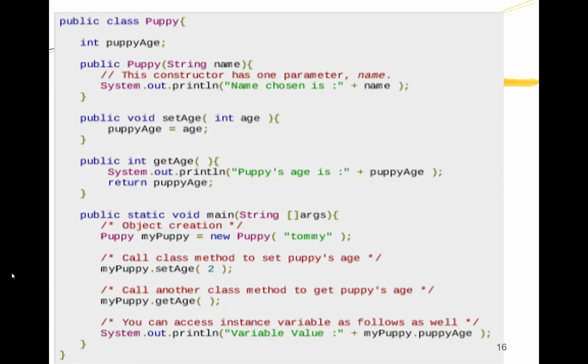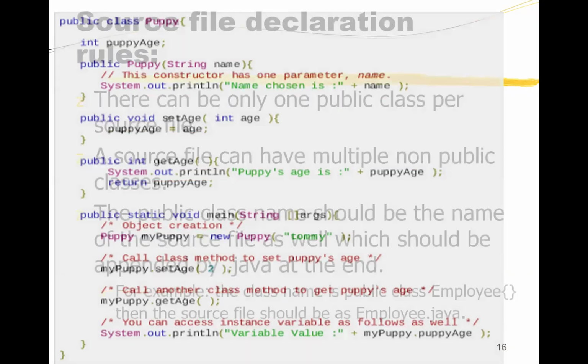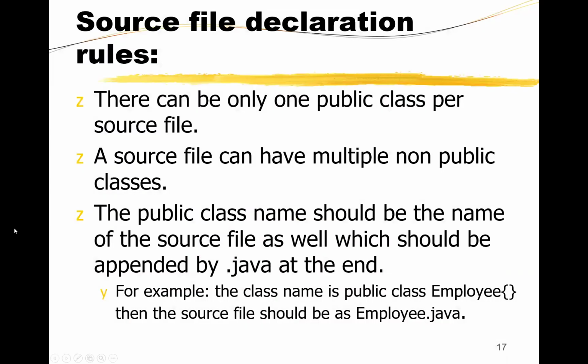Then we have to discuss the source file declaration. As I said at the beginning, there can be only one public class per source file. The source file can have multiple non-public classes. There can be only one public class per file because the public class name and the file name should be the same. Therefore, the public class name should be the name of the source file as well.